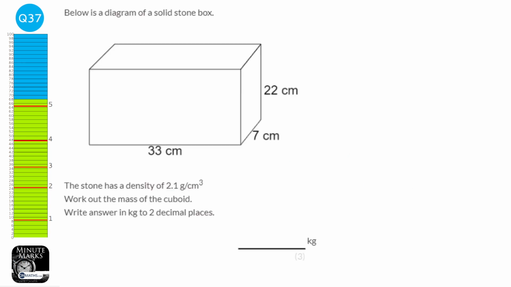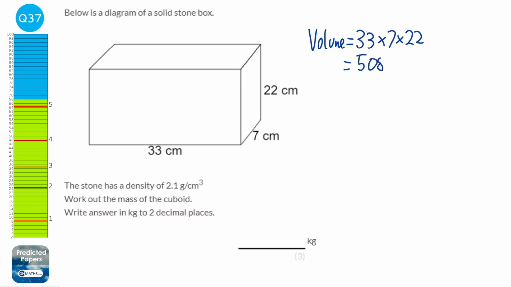To work out the mass, we will need to find the density and the volume. Density is given to us in the question, but volume isn't. So we need to work out what the volume of this cuboid is. So the volume is just the 33 times the 7 times the 22. So that would be 5,082, and that would be centimeters cubed.